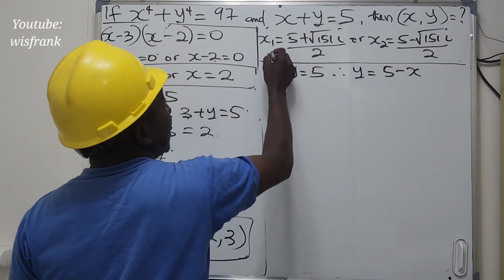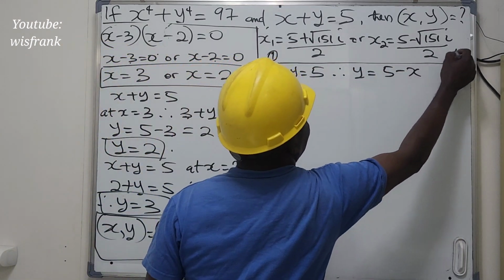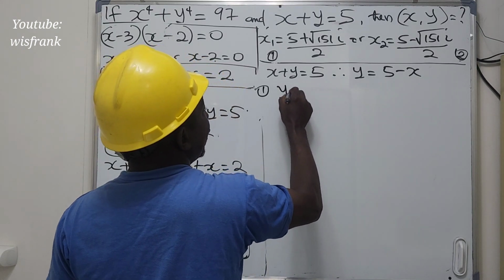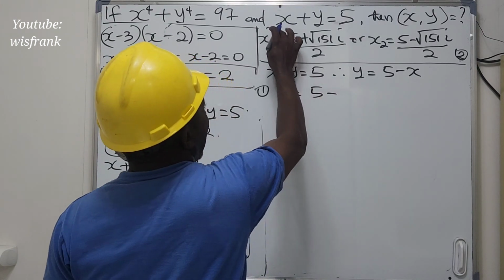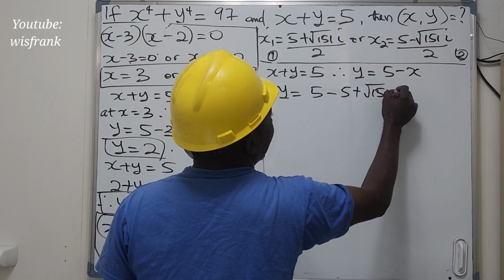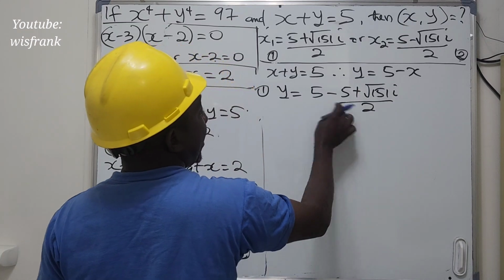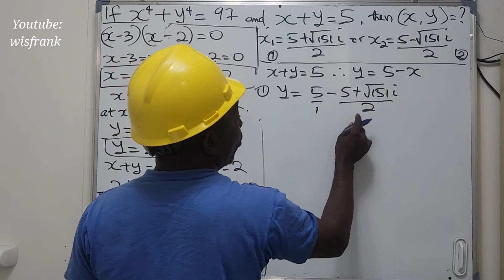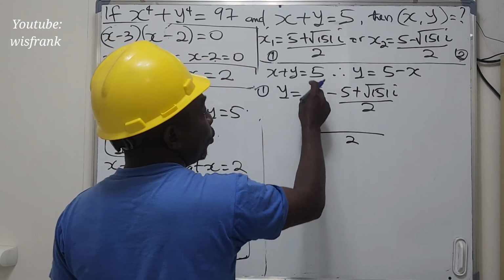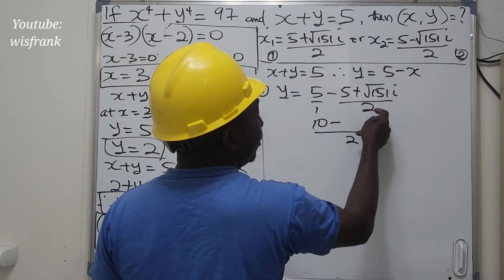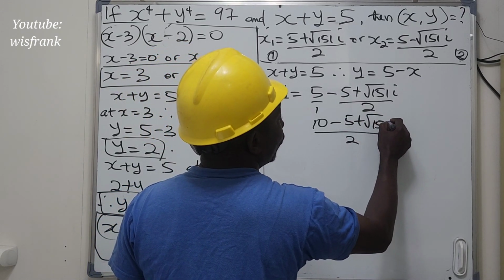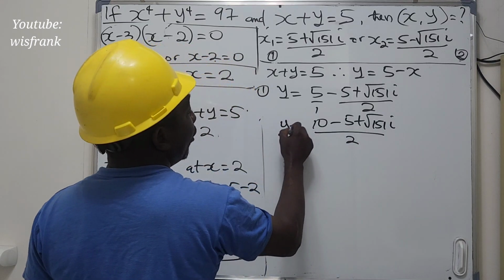So in this case, let's take this as the first part and let's take this as the second part. For the first part, from this equation, our y will be equal to 5 minus x. Our x is 5 plus root 151 i all over 2. Taking the LCM of 5 all over 1 and this, we have 2. This divided by here will give us 2. 2 times 5 will give us 10, minus this divided by 2 will give us 1. 1 times this will give us 5 plus root 151 i. So this is the value of y that we have.